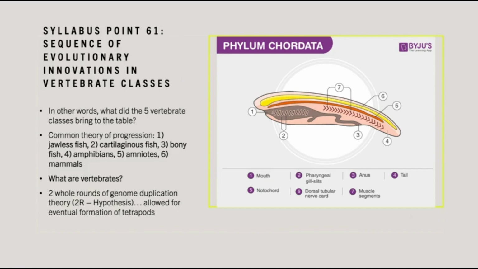But the thing is that fish is divided into 2, we could say 3 main groups. We have jawless fish, so basically fish that don't have a jaw. Then we have cartilaginous fishes that have a jaw. And then we have the bony fishes that have a skeleton made completely out of bone. And then the cartilaginous fishes, their skeleton was made completely out of cartilage.